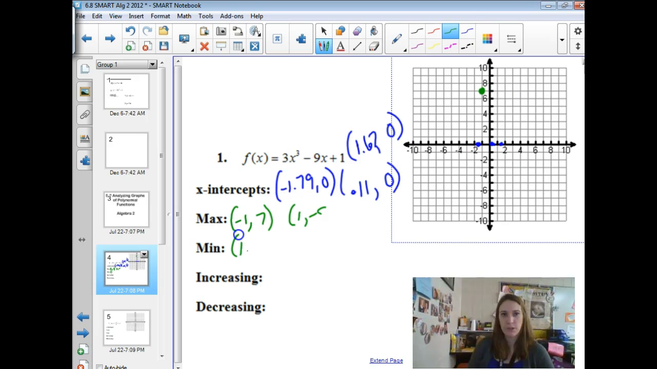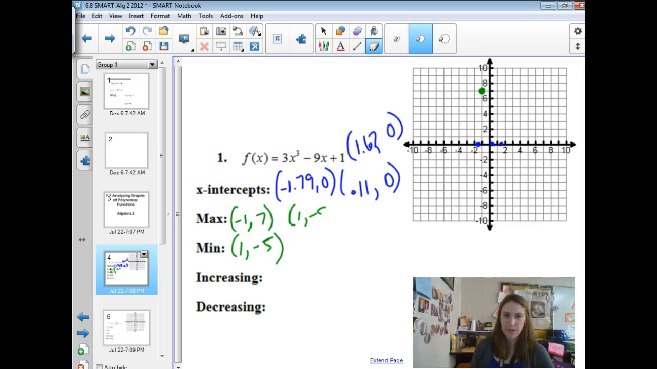Oops, wrong one. 1 comma negative 5. Right in the right spot. If you didn't have prompts like we do here on the worksheet, you would have to label them as max and min on your paper, so just be aware of that.